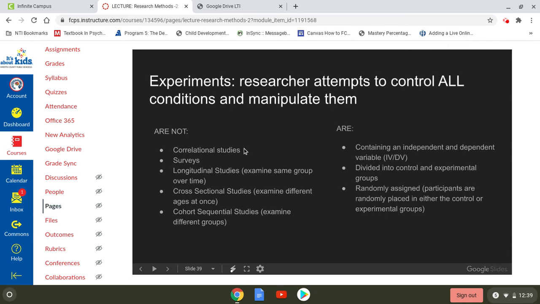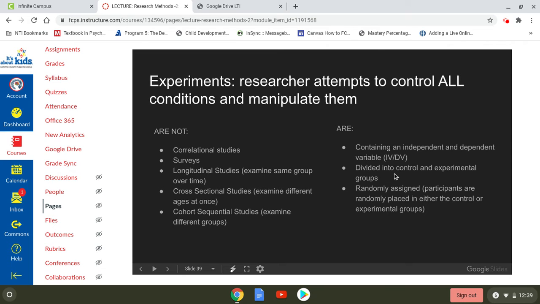All right, so what we do know is that we need to remember what experiments are and what they aren't. So they aren't correlational studies. That means we can, in fact, draw conclusions about causation there. We know that they are not surveys, right? We know that they are not some other terms that you learned about last class, longitudinal studies, cross-sectional studies, or cohort sequential studies. So what they are is they are containing an independent and dependent variable. The independent thing is what we manipulate, and then the dependent being what we measure.